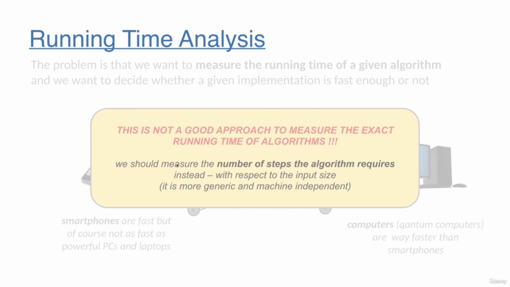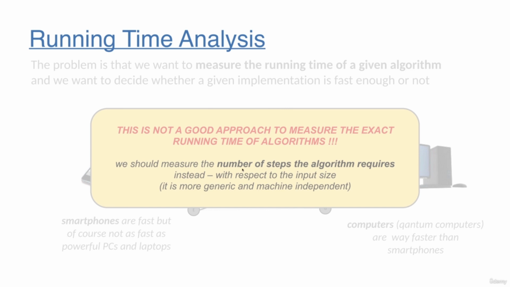We should measure the number of steps instead. So the number of steps the algorithm requires with respect to the input size. So for example, when we are dealing with a graph, the number of vertices is the input size. If we are dealing with items we would like to sort, then of course the input size is the number of items we want to sort. So essentially, running time analysis is going to define the relationship between the number of steps and the input size. Of course, the larger the input, the more steps the algorithm requires. But anyways, this is the relationship we are going to analyze.